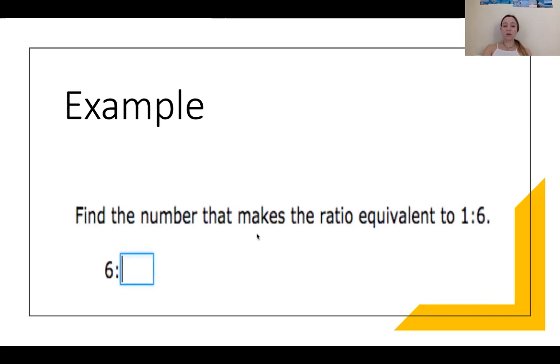And then another example I have is: find the number that makes the ratio equivalent to 1 to 6. So again, we have to figure out how we go from 1 to 6 down here. So then we multiply the function by 6. So 6 in the denominator, we multiply that by 6 as well because we copy the function. So 6 times 6 is 36. So 36 would be our ratio in this box. So 6 to 36 would be our answer.